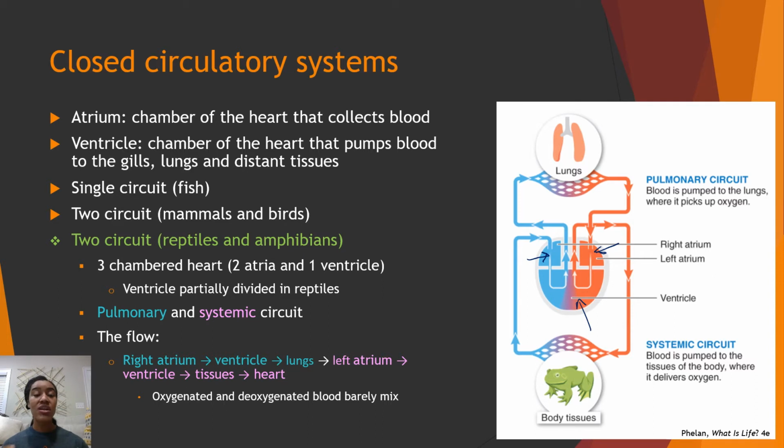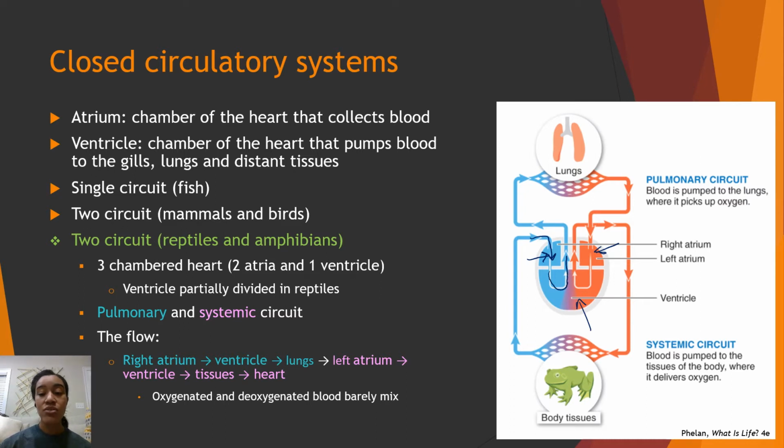And as I mentioned, it is a 2-circuit system. So they do have a pulmonary circuit that runs from the heart to the lungs back to the heart, and a systemic circuit that runs from the heart to the tissues back to the heart. And the flow of blood in this closed circulatory system is very similar to what we saw in mammals and birds. We start with deoxygenated blood entering in at the right atrium and then traveling to the shared ventricle.